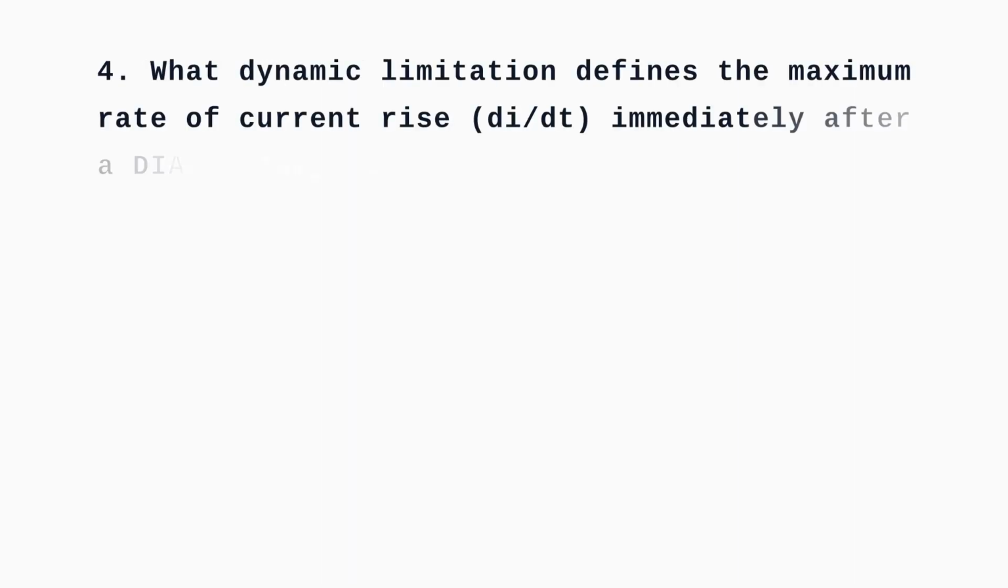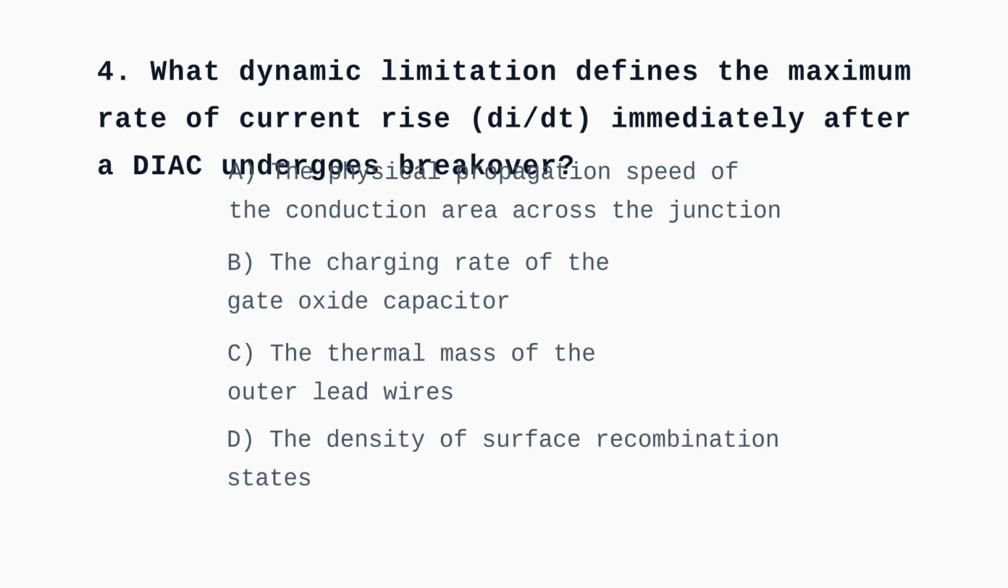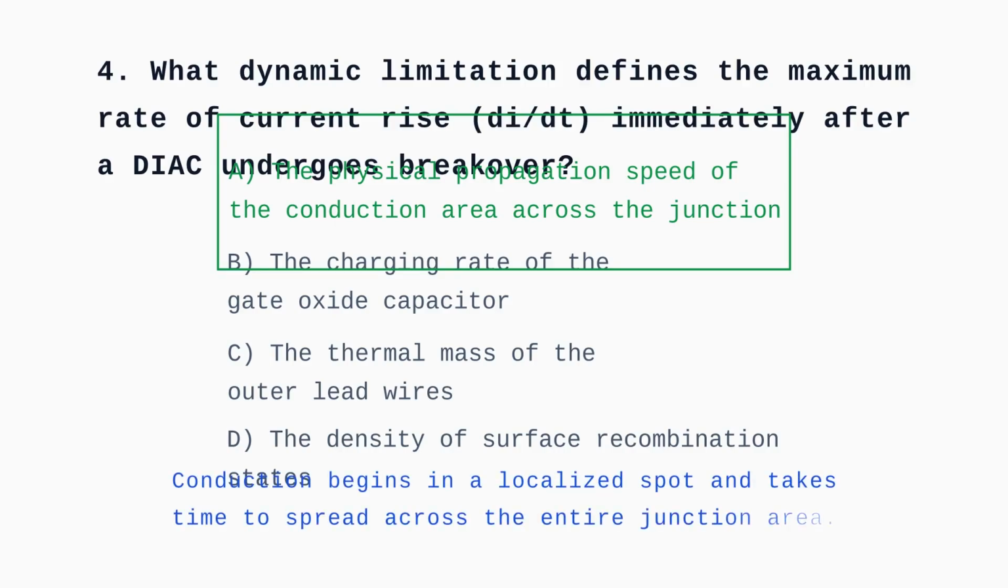Question 4. What dynamic limitation defines the maximum rate of current rise immediately after a DIAC undergoes breakover? Upon breakover, conduction initiates in a tiny localized filament. If the current rises faster than the plasma area can expand, extreme local current densities can destroy the silicon.